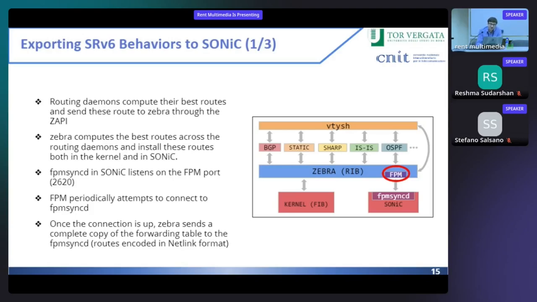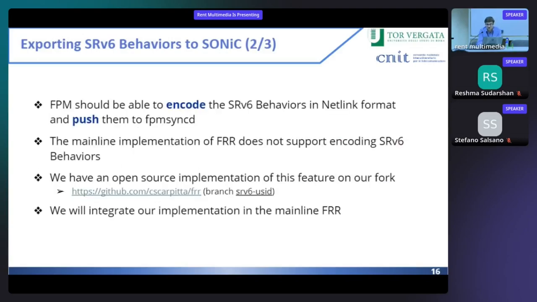So FPM should be able to encode not only the routes, but also the SRv6 behaviors in netlink format, and to push these behaviors to fpmsyncd. The implementation in mainline does not support the encoding of the SRv6 behavior in netlink format. We already implemented this functionality on our fork. And again, we will integrate these functionalities in mainline very soon.